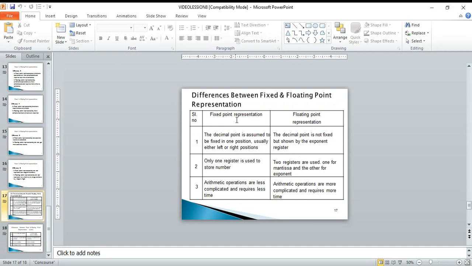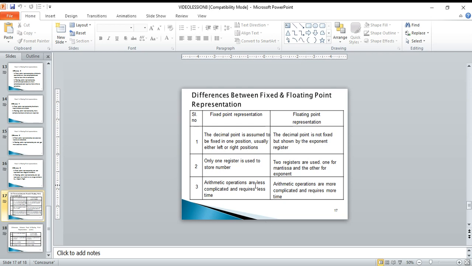To summarize: fixed point representation, floating point representation. In fixed point, the decimal point is assumed to be fixed at one position, and usually we fix it at either the left or right position. In floating point, the decimal point is not fixed but is shown by the exponent register. In fixed point, only one register is used to store the number, but in floating point we need two registers, one for the mantissa and the other for the exponent value.